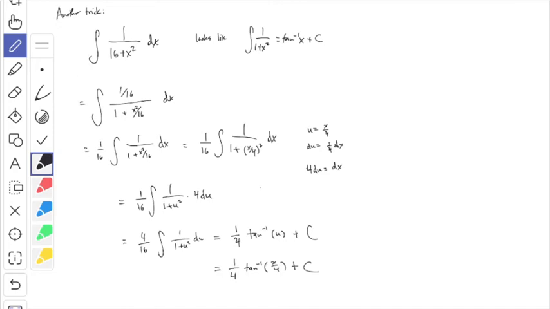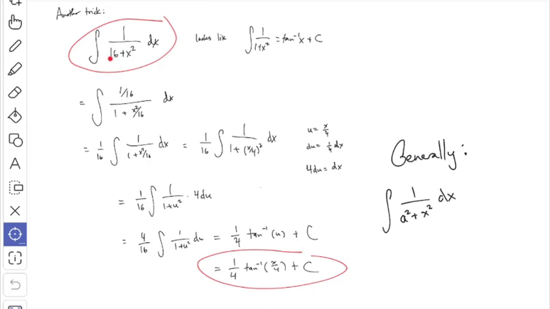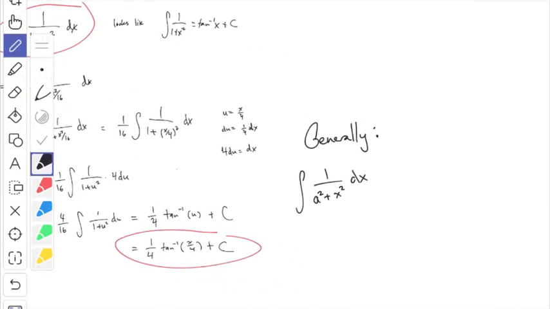In fact, if you look at what we started with versus what we ended up with, it's not so hard to make some general conclusions about how this is going to work out. Generally, there is a formula for this, 1 over a squared plus x squared dx. Like here, I had 16, which is 4 squared. The exact same trick will work no matter what that number is. If it's a square of something, you can do the same stuff that I just did, and the answer will be, anyone want to predict what the answer is in general, just based on the answer we got before?